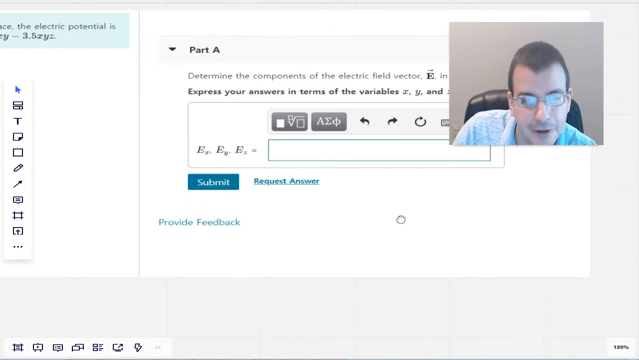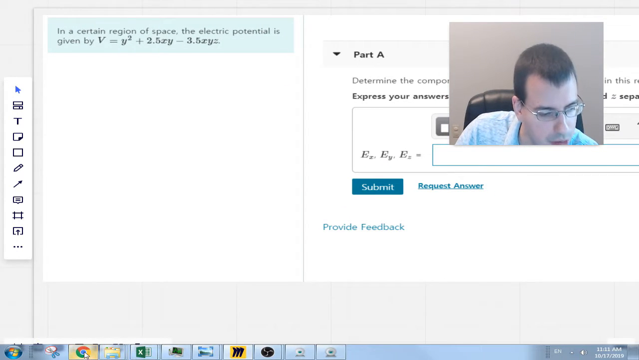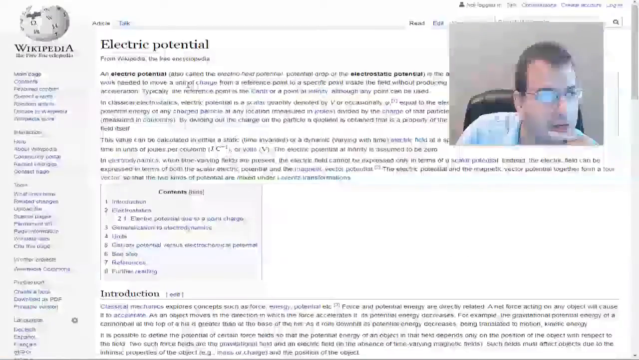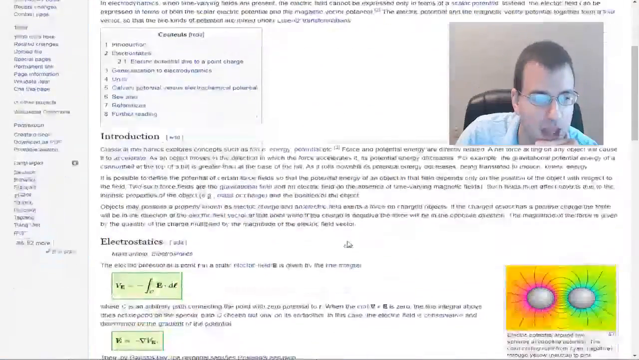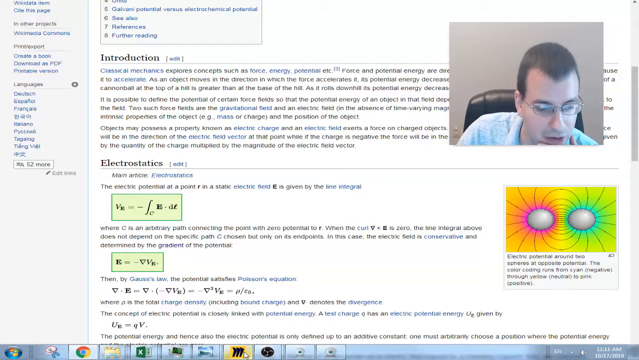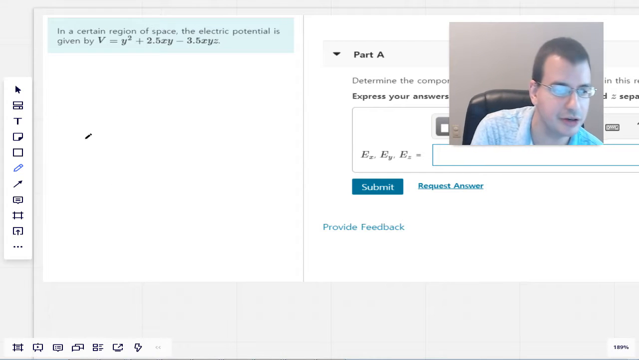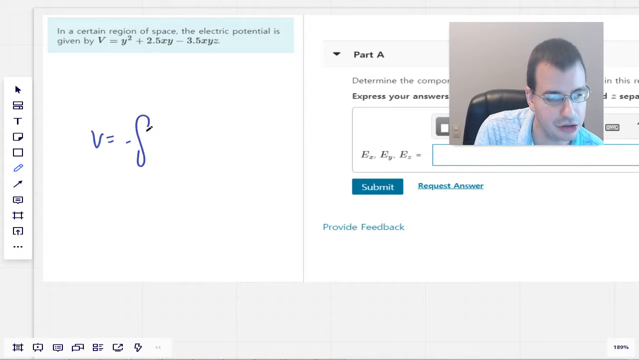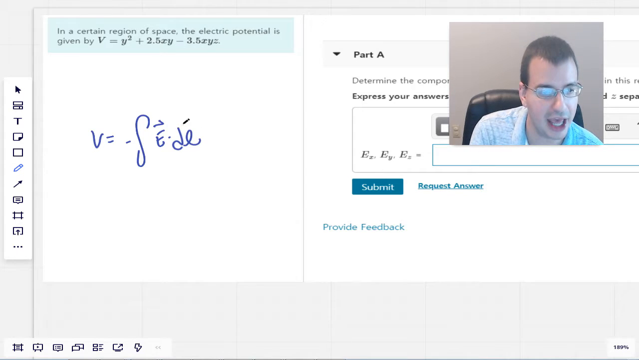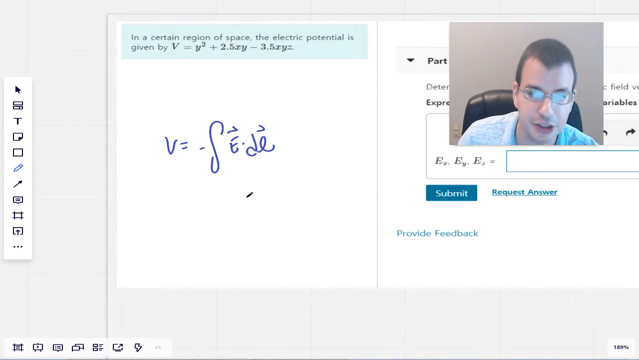Okay. So, let's go back to our Wikipedia. We have electric potential up here, and we have voltage equals negative integral E dot dl. That's of moderate importance for this. So V equals negative integral E dot dl. It's a dot product between two vectors, and that defines the voltage.